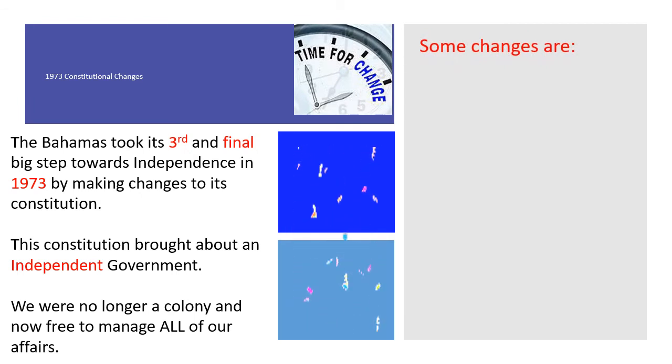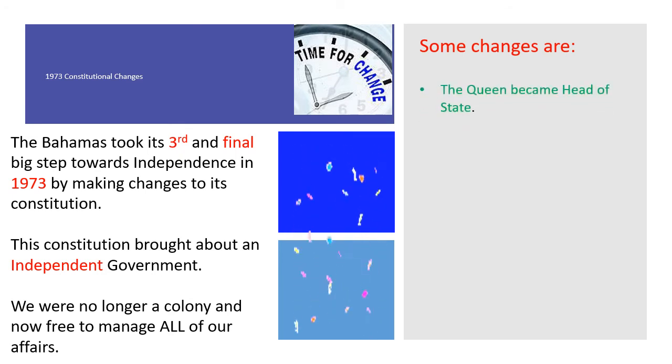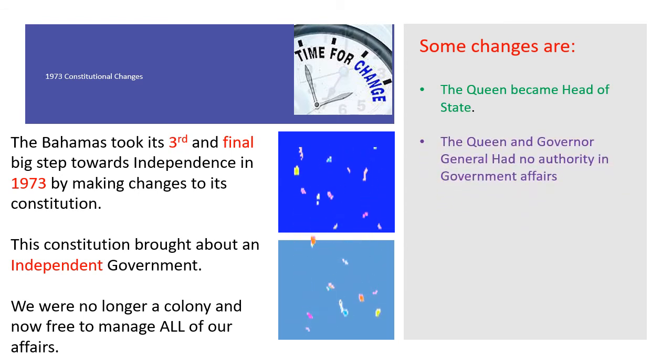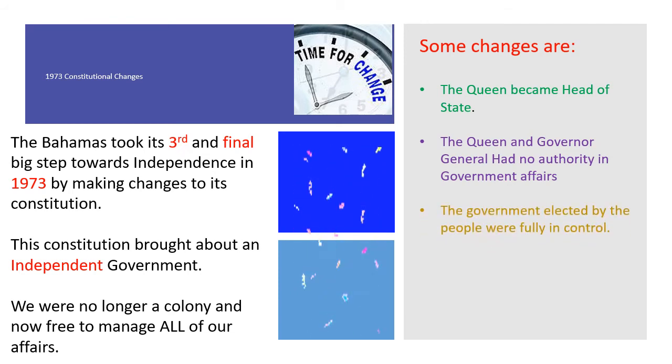Now, some changes that came under 1973 include the Queen Elizabeth II, who was our royal leader while we were a colony. She was now retained or kept as head of state of this country. However, she has no real power or authority in government affairs. She is represented by the Governor General because she does not live in the Bahamas. So her representative is the Governor General, and neither he nor the Queen has any real authority in how our government affairs are conducted and run.